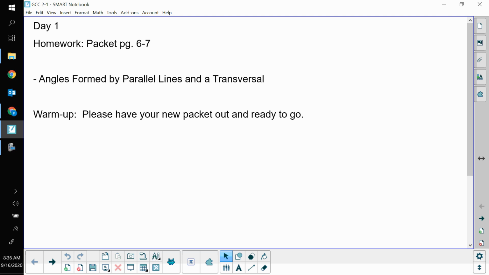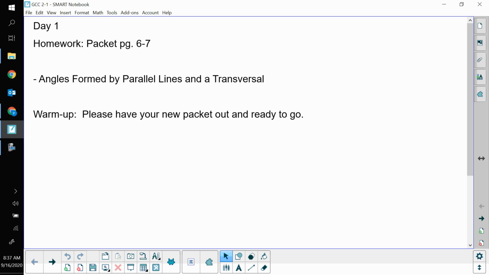Welcome everyone to Unit 2, Day 1. You should have your new unit packet. If not, go to the Class Materials folder and then Unit 2, where there is a PDF of the Unit 2 packet. You can print out whatever pages you need if you don't have the packet for whatever reason. So we're going to be working with parallel lines to start out today.